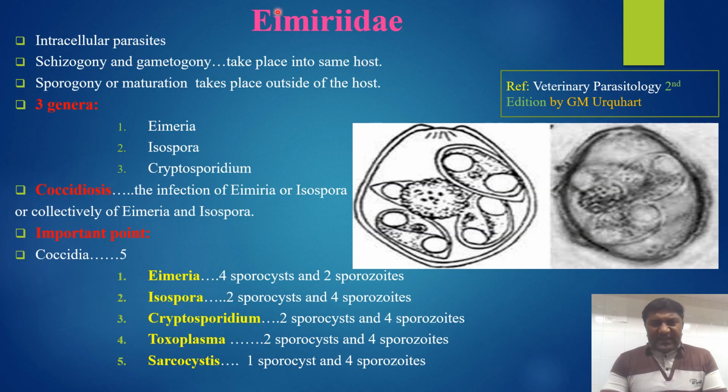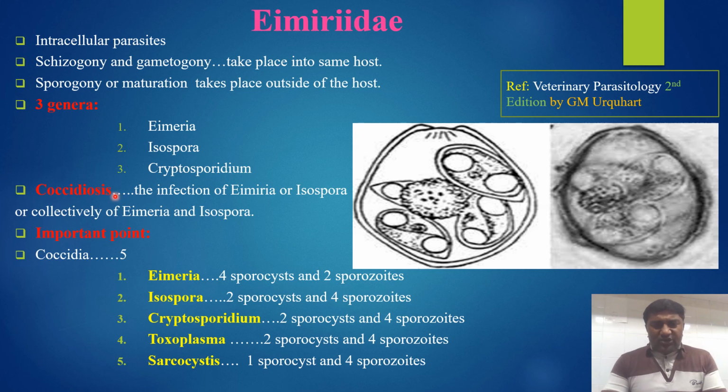So this family Eimeriidae, these organisms are intracellular parasites, and schizogony and gametogony take place in the same host, while sporogony or maturation takes place outside of the host. It has three main genera: Eimeria, Isospora, Cryptosporidium.